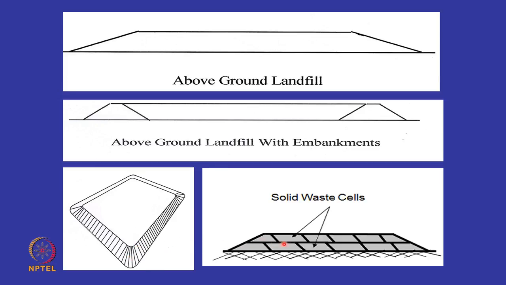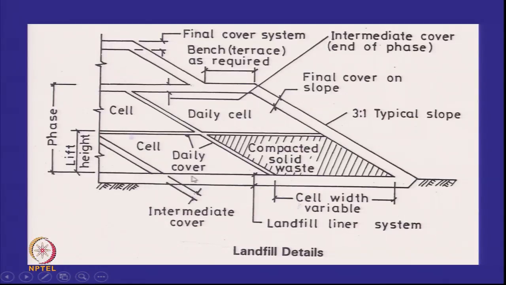Now let me go inside this landfill, and what do I find? I find small cells, solid waste cells. Now let me go closer. At the base of the landfill, I have a liner. It's a multiple layered system, and at the top, I have a final cover. Base liner, final cover on the slope, and final cover on the top. These are daily cells. Every day the waste will be placed in a cell. So day before yesterday it was placed here. Yesterday it was placed here. Today it's placed here. And then you see thin layers here.